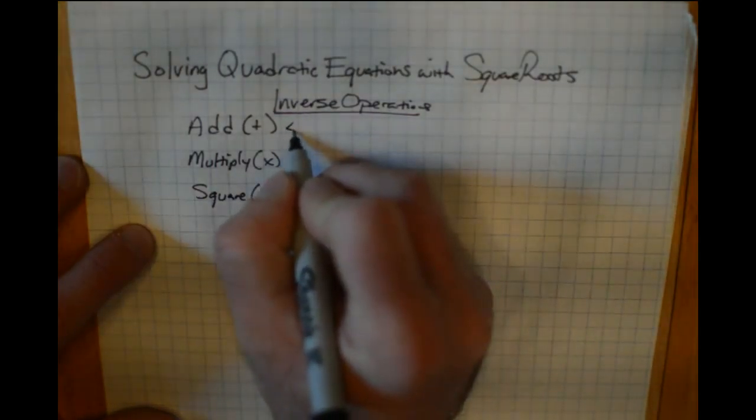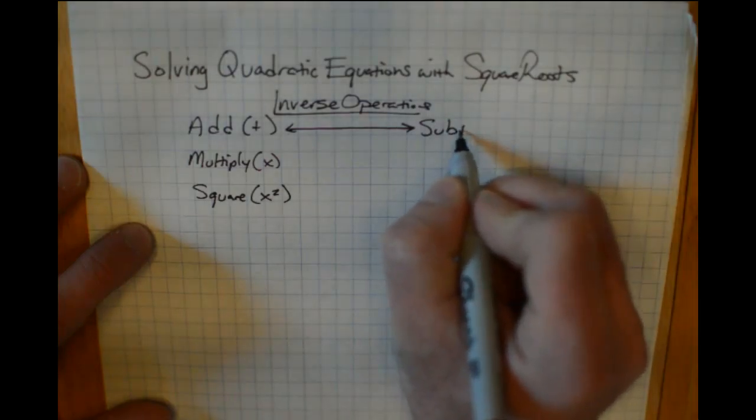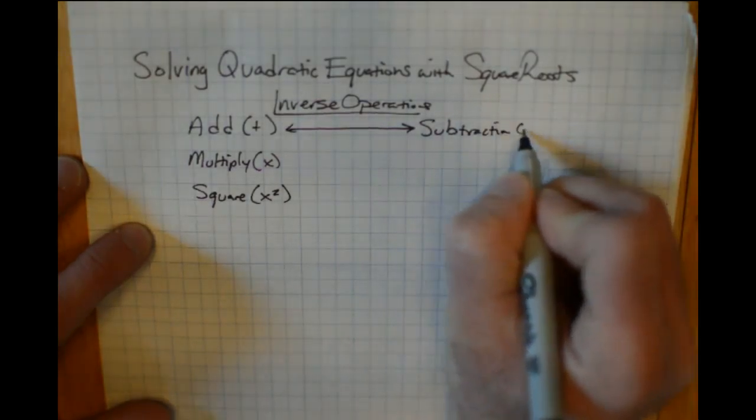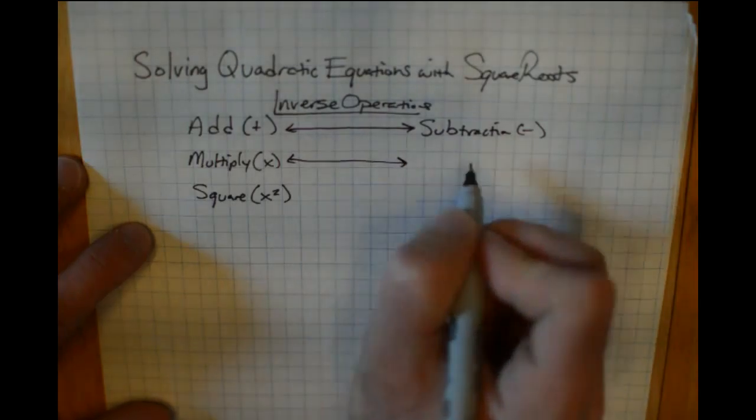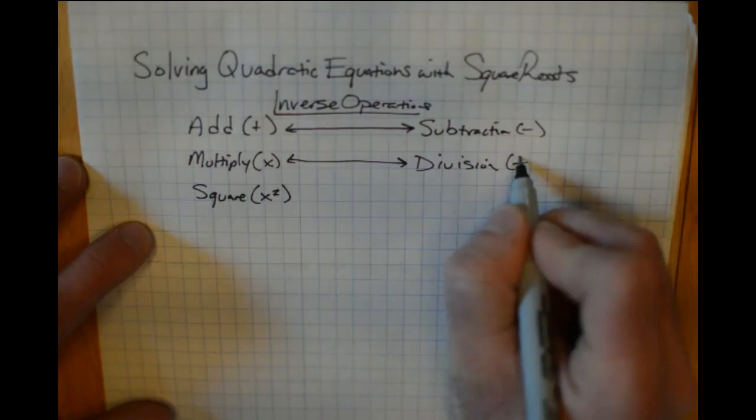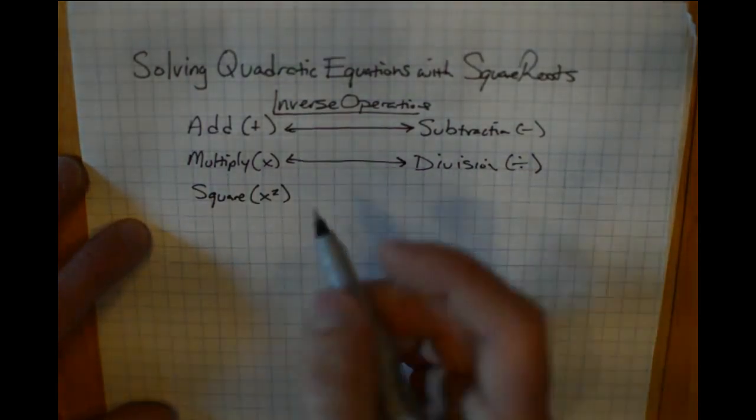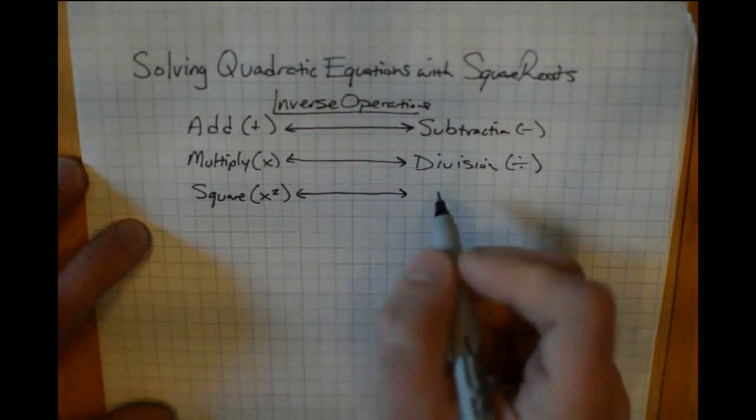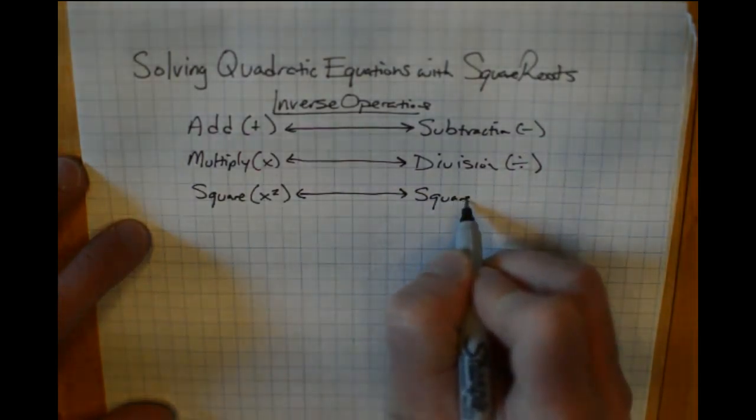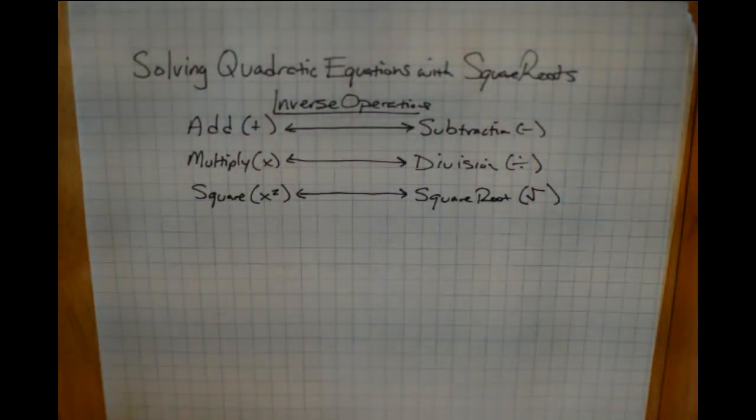So for example, whenever we see addition, we can undo that with its inverse operation, which is subtraction. Whenever we see multiplication, we can undo that with its inverse operation, which is division. And we're going to look at some equations today that have a new operation, a square, and the inverse operation of that is a square root. So as long as you're solving an equation by keeping in mind the inverse operations that you need to use, you should be in good shape.